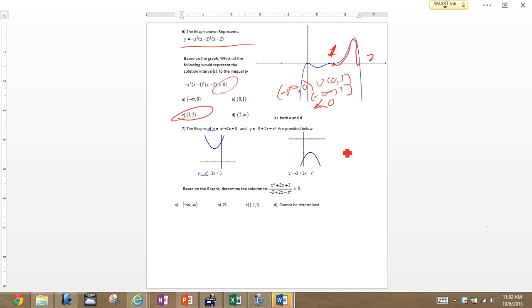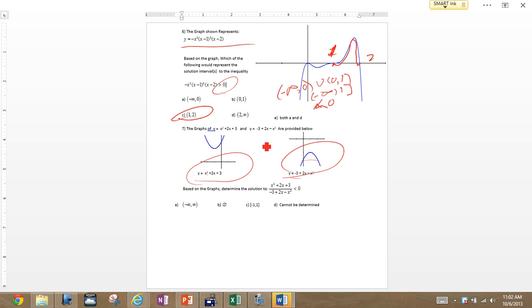Okay, the graphs of two quadratic functions are shown. There's the one as shown, there's the other. Based on that, when is this expression, which is nothing more than the numerator being this component and the denominator being this component, less than 0? Saying when is their ratio less than 0?